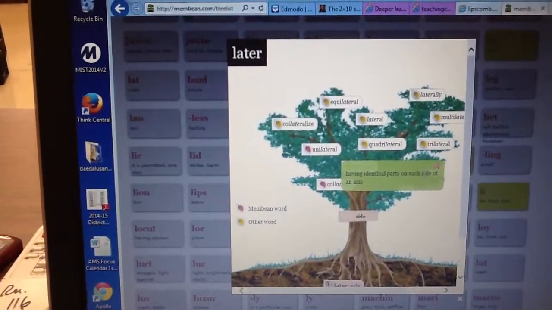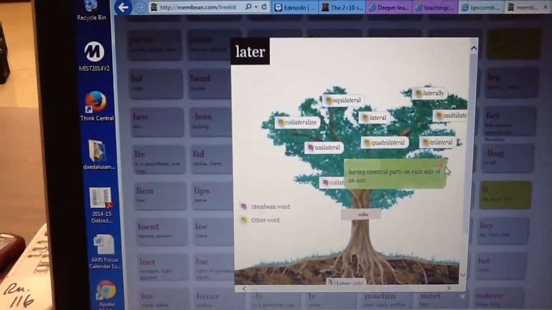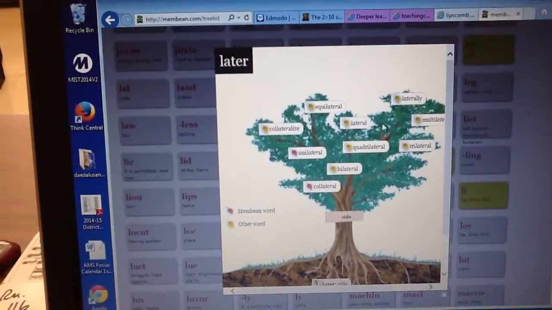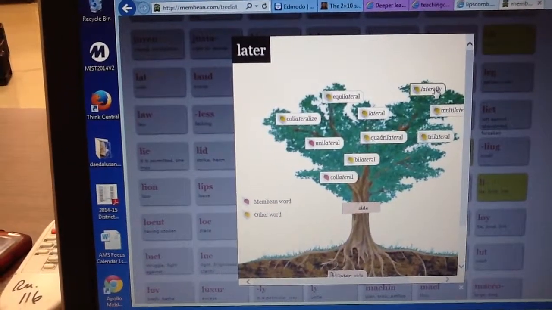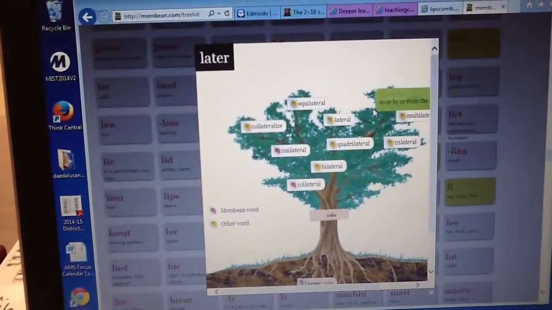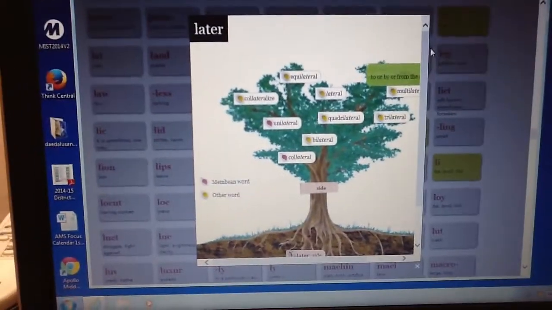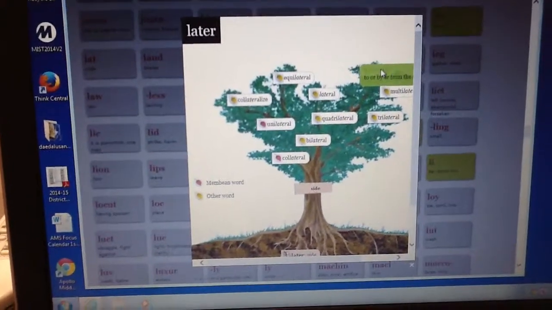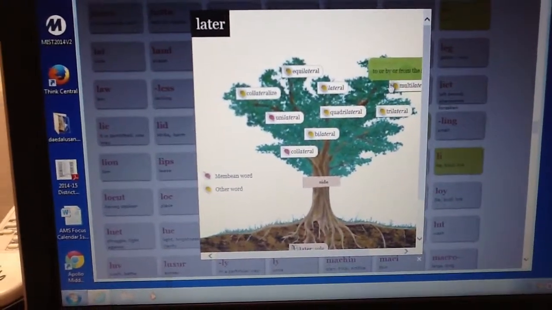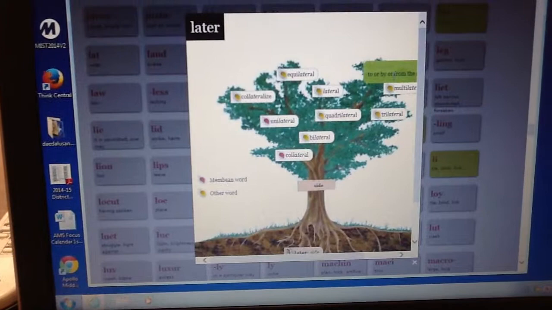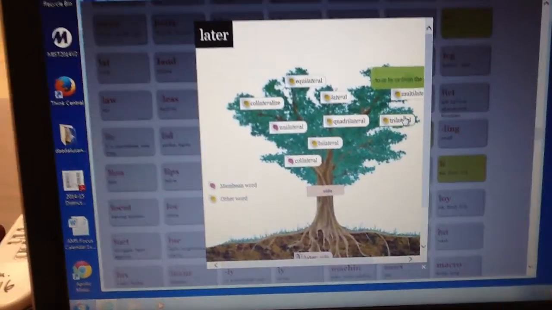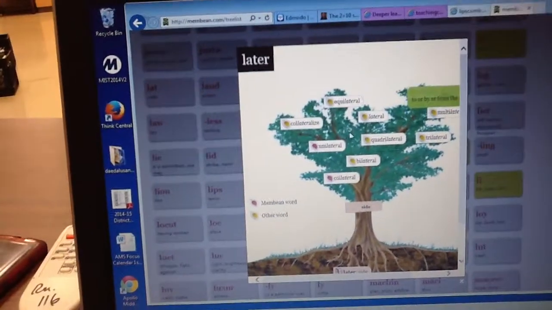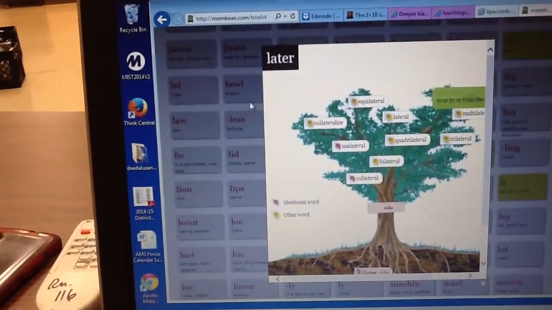Again, there's that connection. The root means side, identical parts. Let's just check one more. Let's look at laterally. So that's kind of cut off there. Okay, to or by or from the side. So that is the Membean website.